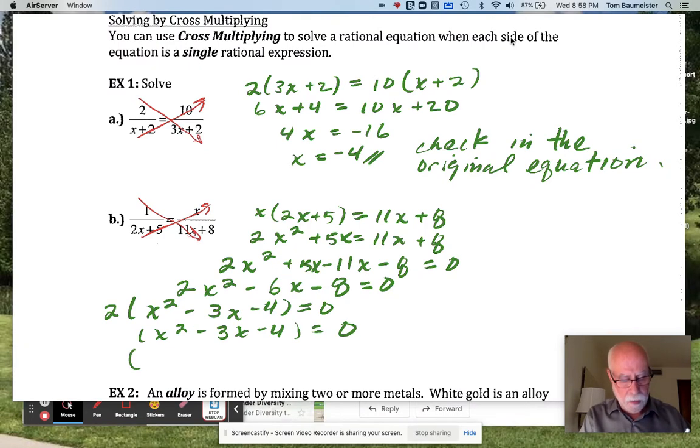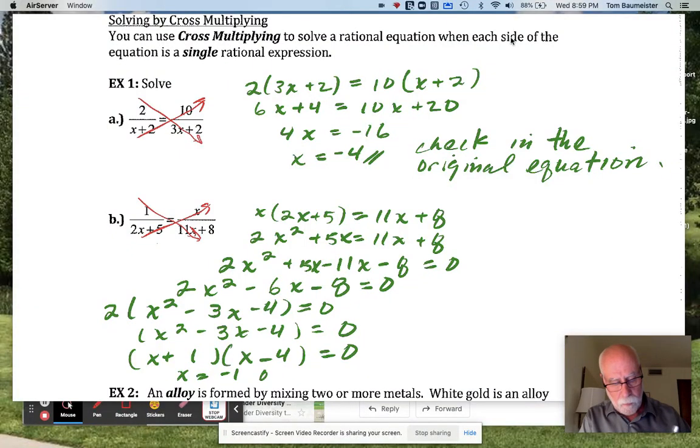Now let's factor that. So again, I have an x, I have an x. I keep telling you, look at this sign. If it's negative, you know that one's going to be positive and one's going to be negative. And what are factors of 4? That will give us negative 3. So you'll tell me it's minus 4 and plus 1 is equal to 0. So by this, we can tell that x is going to equal negative 1, or x is equal to positive 4.